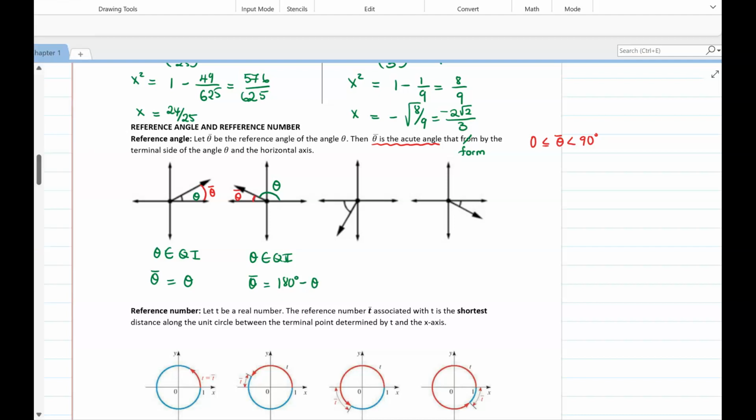If theta is an angle in quadrant 3, then this is our theta bar. So when theta is in quadrant 3, theta bar is equal to theta minus pi. And last one, when theta is an angle in quadrant 4, then theta bar, this angle, is equal to 2 pi minus theta.